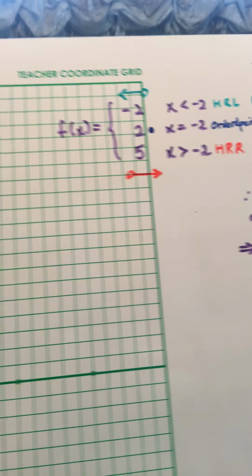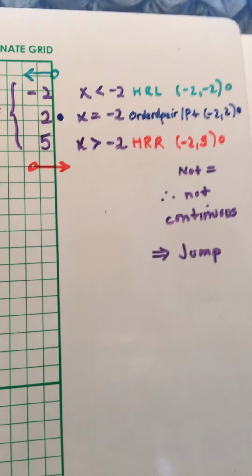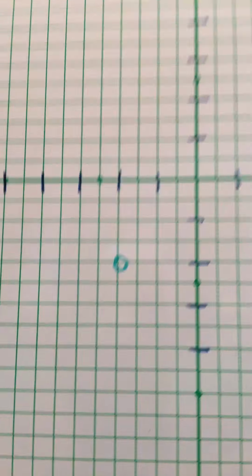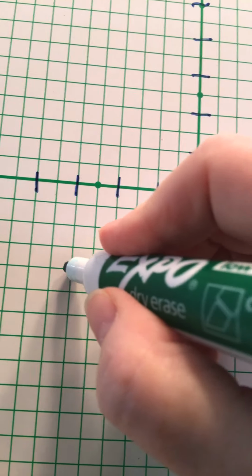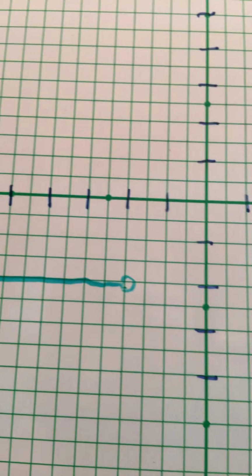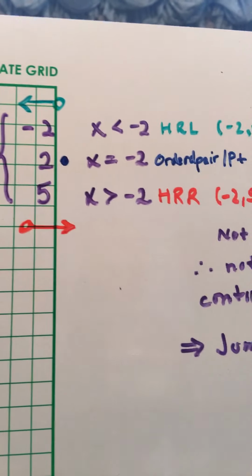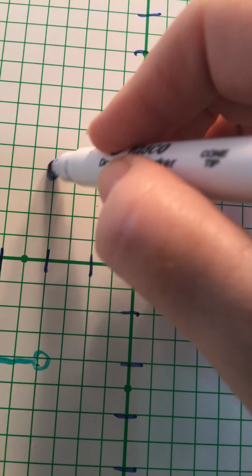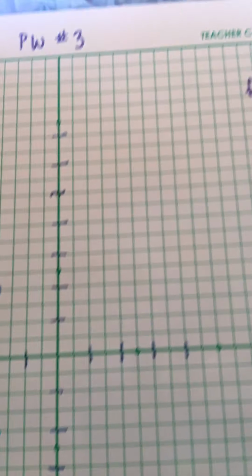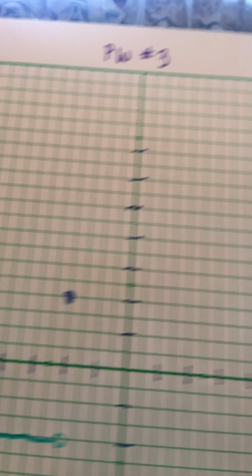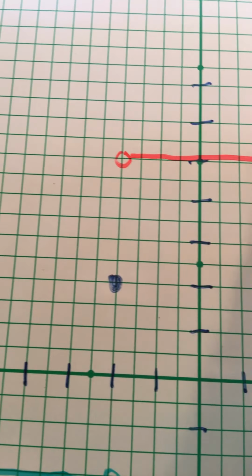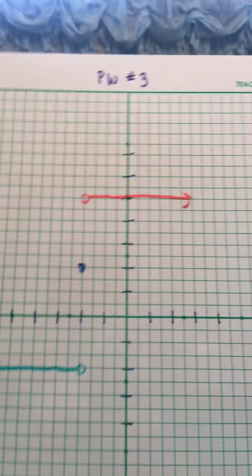And so now we're ready to begin our graph. So I'm going to plot negative 2, 2. So plotting negative 2, negative 2, I'm down here. I have an open circle. It's heading left. Then I have my ordered pair at negative 2, 2, just a single point. And then at negative 2, 5, I have a horizontal ray to the right.